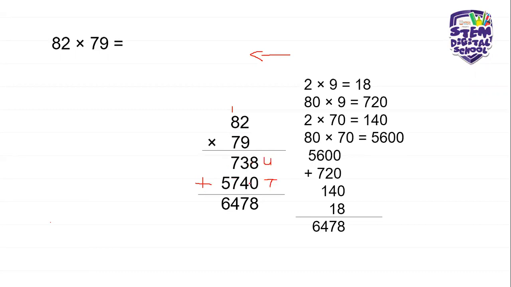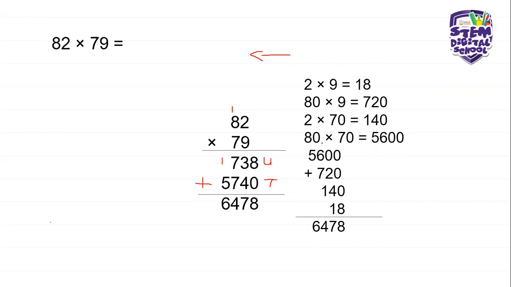Then I say 8 plus 0 is 8. 3 plus 4 is 7. 7 plus 7 is 14. So I put my 1 as a carry and then I put my 4 down. Then I say 1 plus 5 is 6. So I have 6,478.